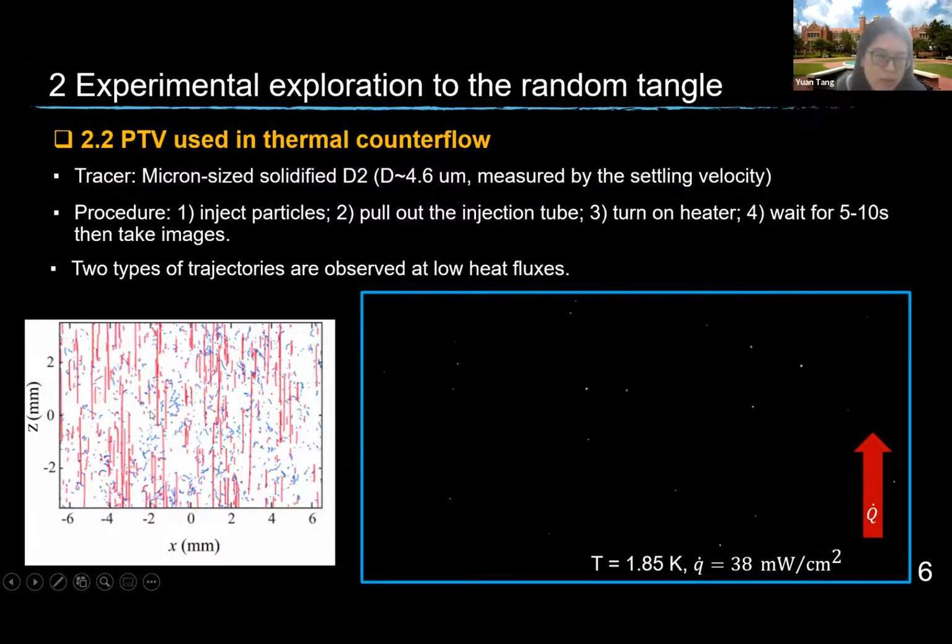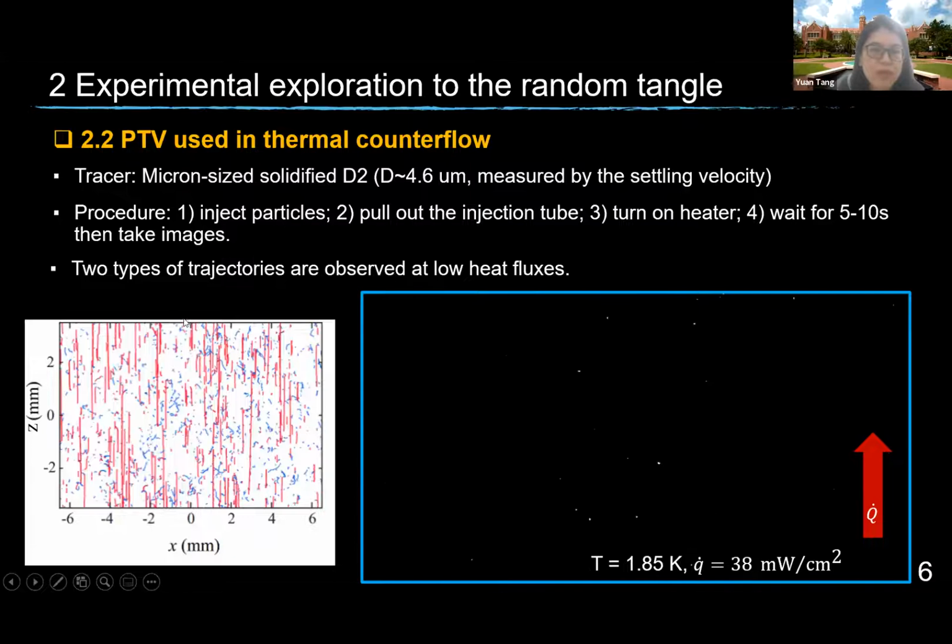The straight upward trajectories colored by the red indicate particles moving with the normal fluid. And other erratic trajectories colored by the blue indicate particles trapped on the quantized vortices. We then categorize those particles moving with the normal fluid as group 2 particles, or G2 for short, and categorize those particles trapped on the quantized vortices as group 1 particles, or G1 for short.